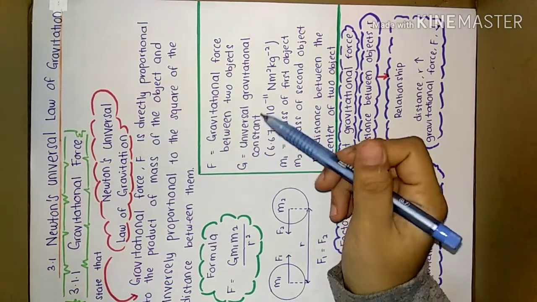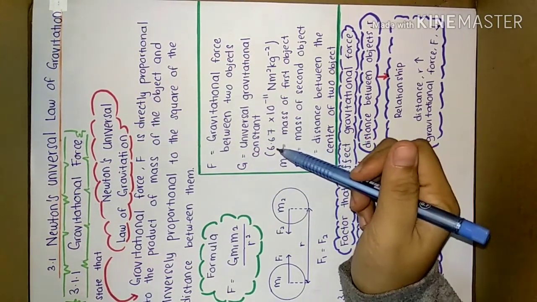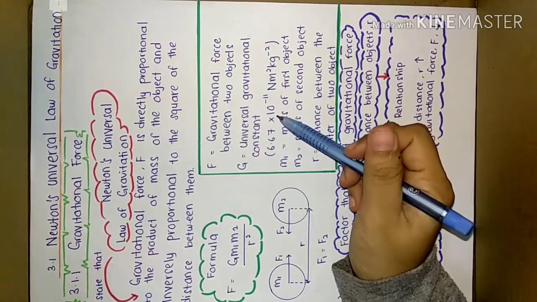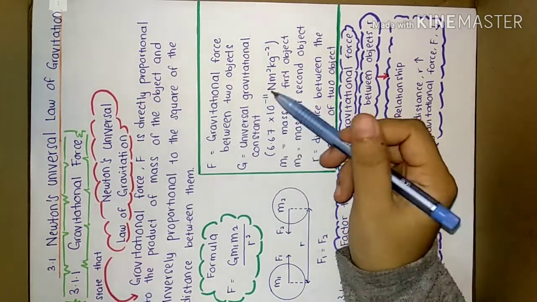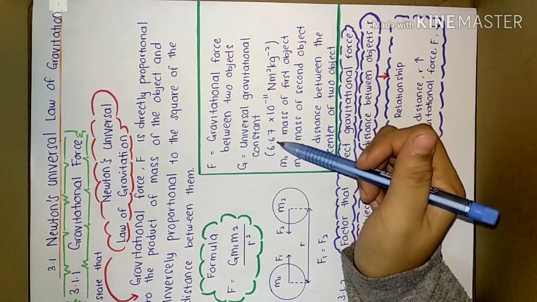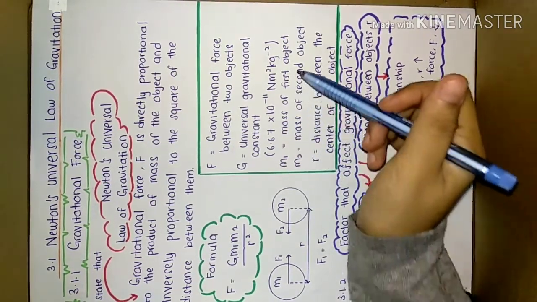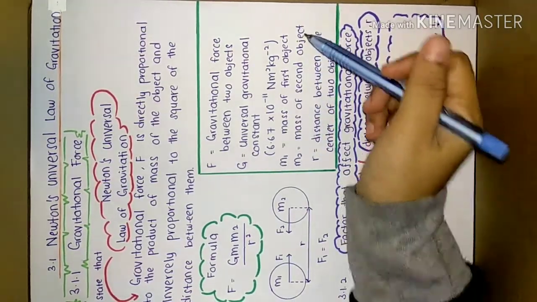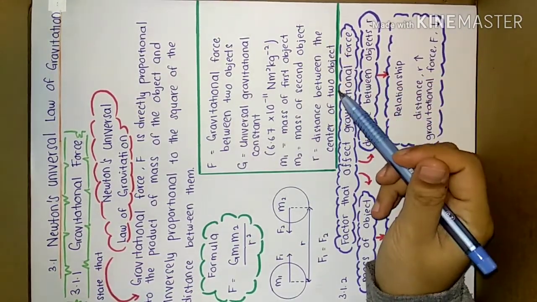So the universal gravitational constant has a constant number which is 6.67 times 10 to the power of negative 11. So you have to remember the G value because it's a constant number. And we have M1, which is the mass of the first object, M2 the mass of the second object, and R is the distance between the center of the two objects.